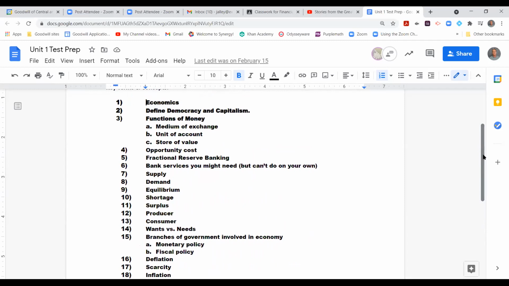So number three on the hit parade here is functions of money. If you've done that functions of money handout, you'll know what these three things, A, B, C, refer to. So it's important to know how money gets to be used as money. Well, it's because it meets certain tests. It can be a medium of exchange. It can be a unit of account. It can also be a store of value. It needs to be all of those things in order to be useful as money.